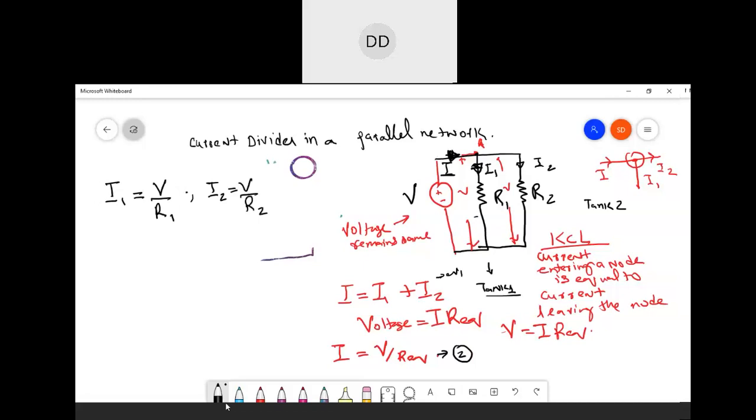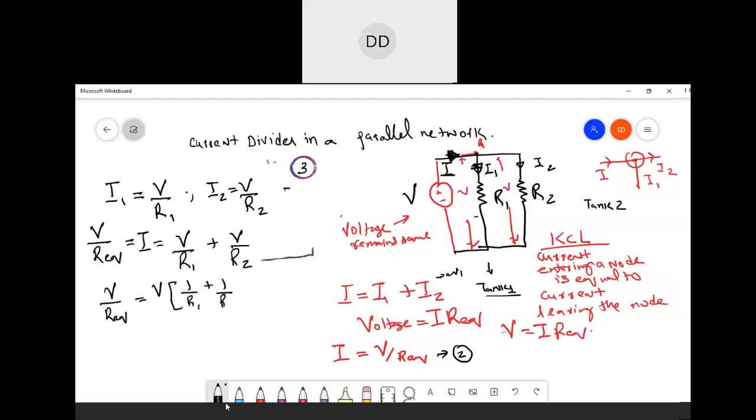So if I want to see how much my R equivalent is, my I is nothing but V by R equivalent, from equation 2. If this is equation 3, from equation 2 I can write V by R equivalent is nothing but I, which is the summation of V by R1 plus V by R2. In other terms, I can take V common: V by R equivalent is equal to V times (1 by R1 plus 1 by R2). So V gets cancelled, and after solving, R equivalent is equal to R1 R2 divided by R1 plus R2.